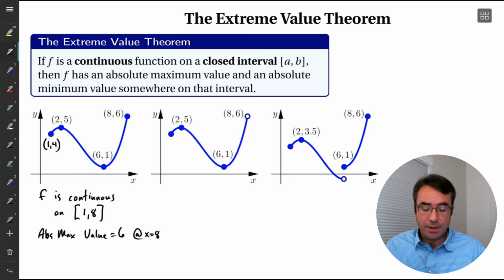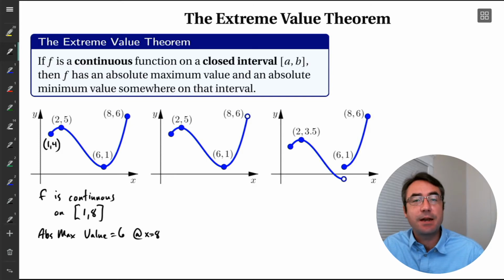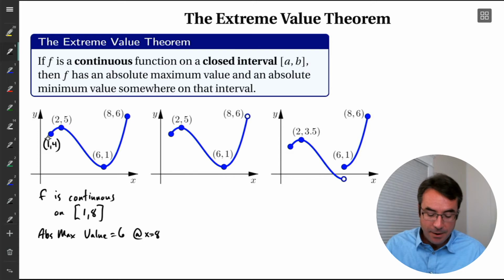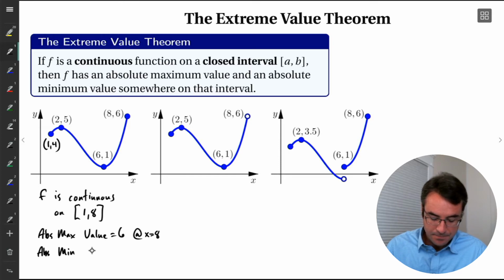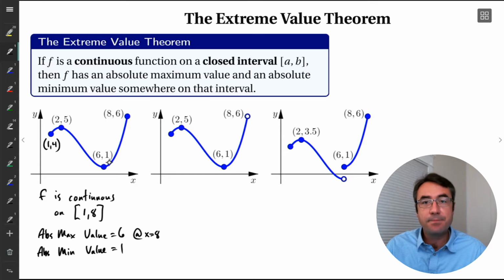What about an absolute min? We know it's going to be there somewhere because our function's continuous on a closed interval, so it's guaranteed to exist. Let's see if we can figure out where. We can see the lowest point. The lowest our function ever gets is right here. So our absolute min value is equal to 1, that's our y-coordinate, and it occurs at x equals 6.